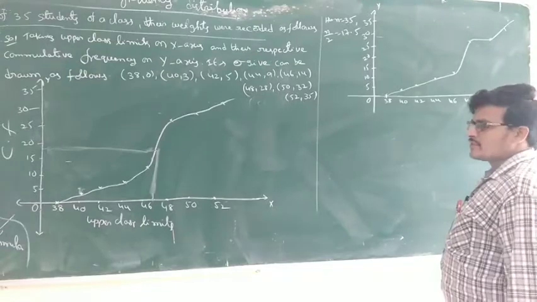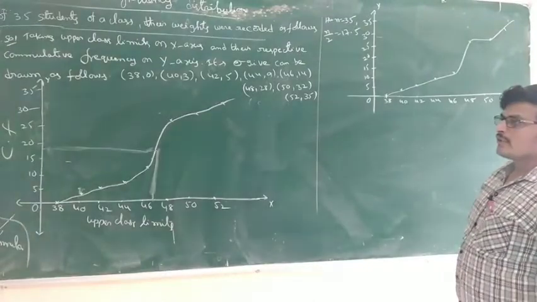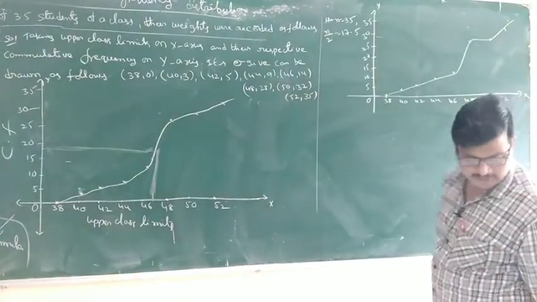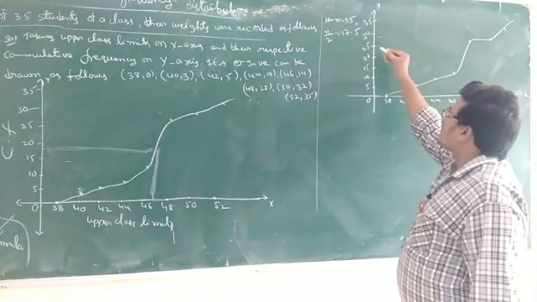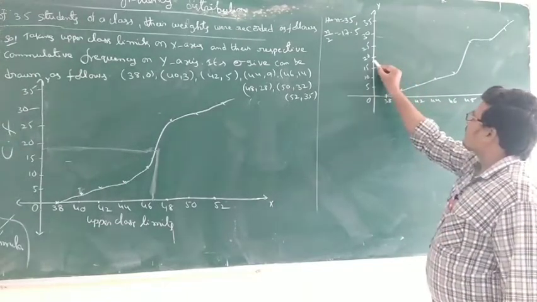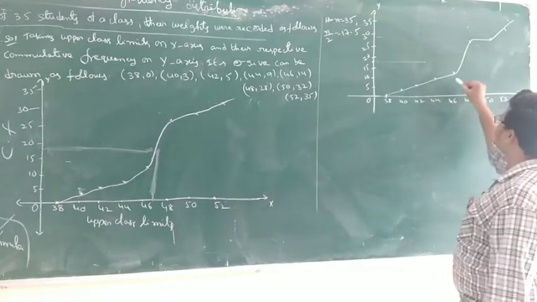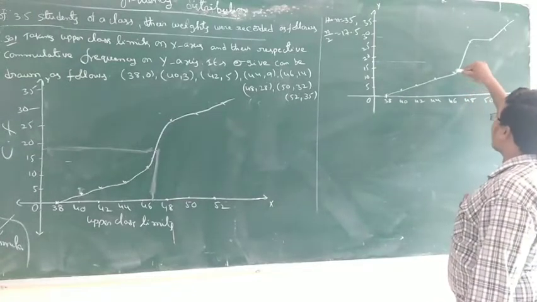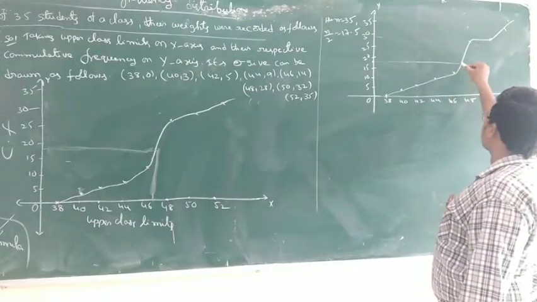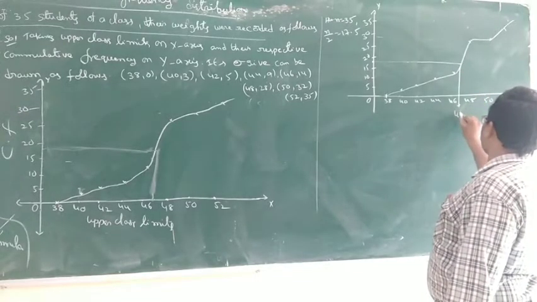The graph must be drawn on graph paper, so that we can clearly identify the median. So n by 2 is equal to what? 17.5. This 17.5 is nearly, this is 46, how much? 46, 14. After 46, 14, this one is called 46.5.